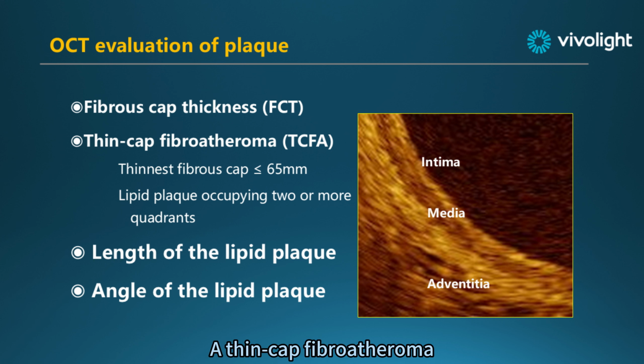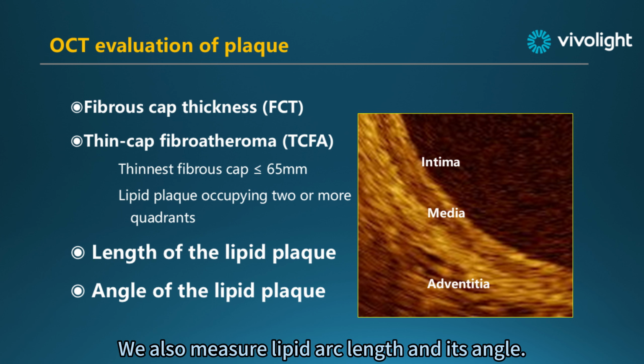A thin cap fibroatheroma refers to a fibrous cap thickness below 65 micrometers. Besides, its lipid core occupies 2 or more quadrants, as we mentioned previously. This is just a review. We also measure lipid arc length and its angle.